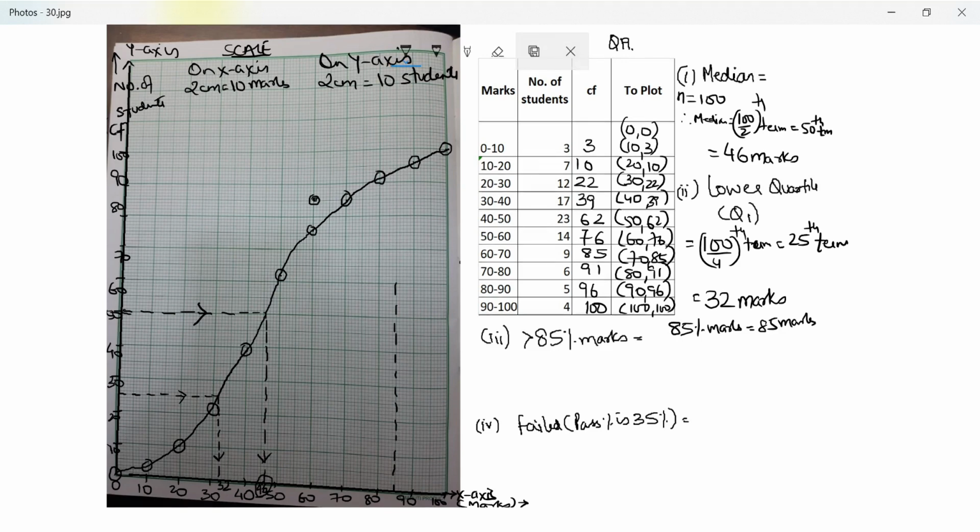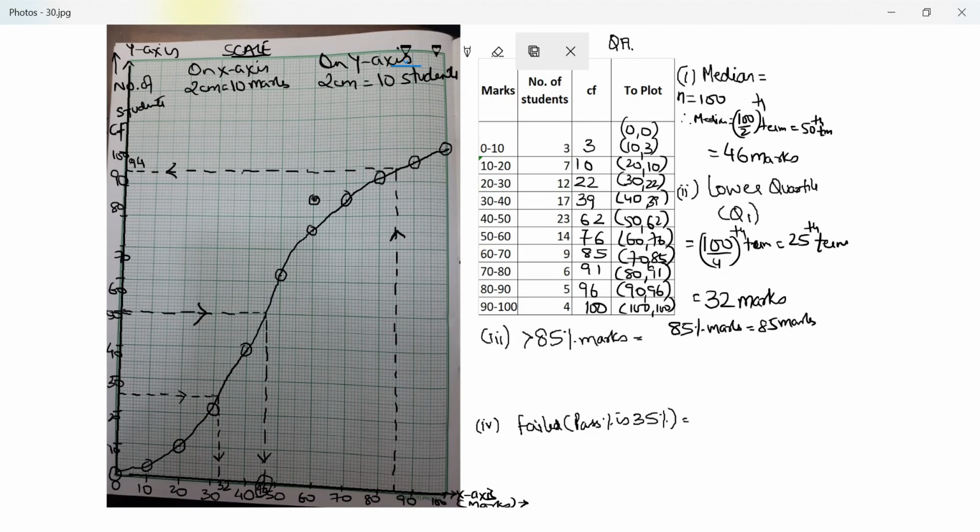I start from the x-axis this time because the marks are plotted on the x-axis. So I started from the x, I put an arrow going to the ogive. This is the 4th line after 90. When you draw using a pencil and a scale, you will get your answers perfect. And I reached the y-axis. This is the 4th small line after 90, which means this is 94. So 94 students have scored less than 85 marks.